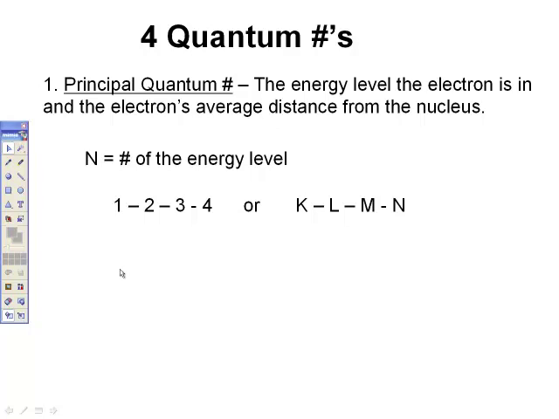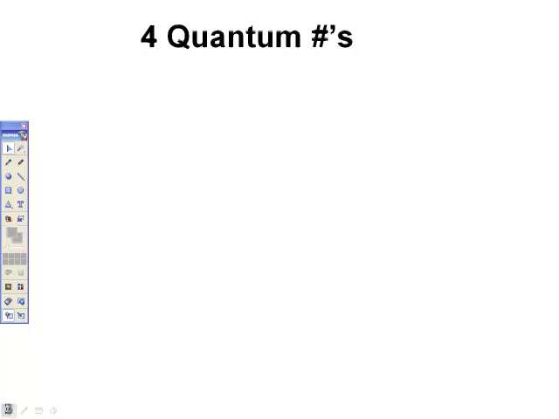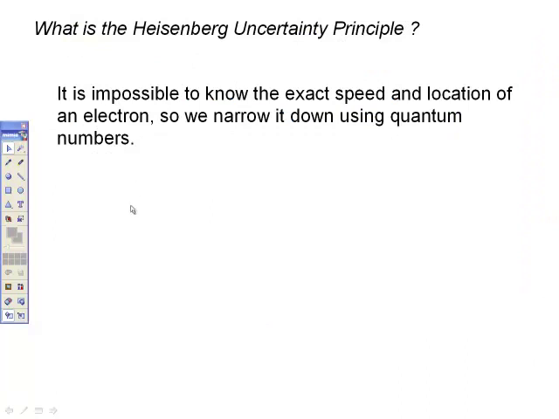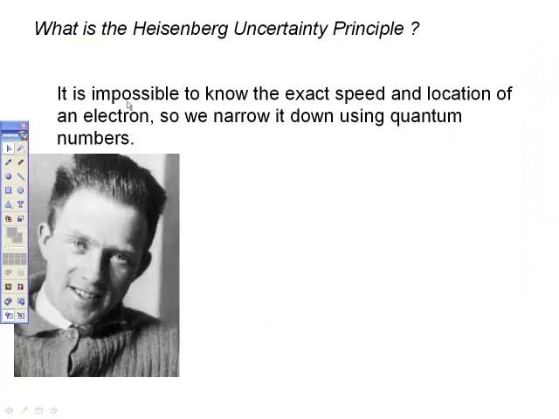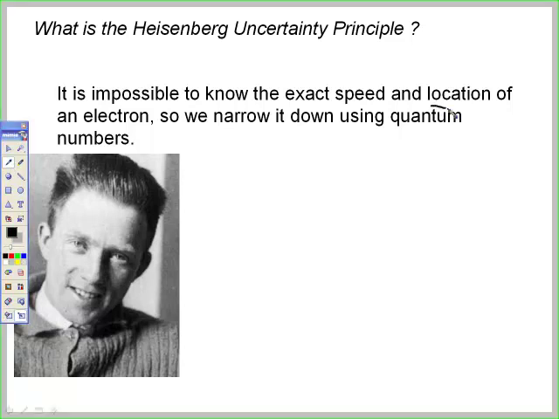Now just to recap a little bit, the purpose of a quantum number is to narrow down the location of an electron. So we don't know for sure where an electron is, we only know the probable location. There we go, the probable location. And that's what those quantum numbers are for, to narrow that location down.